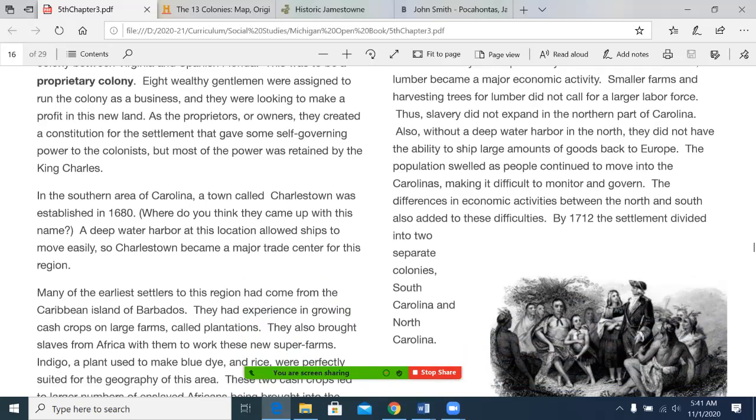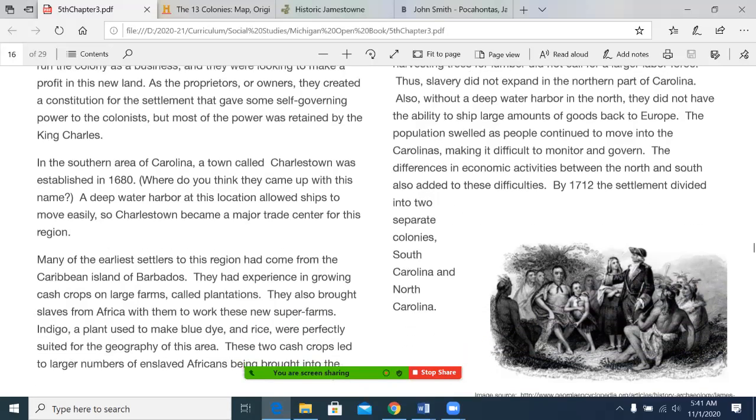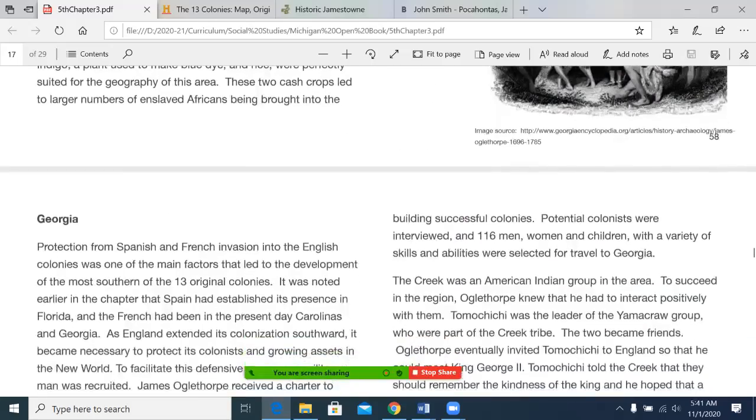Also, without a deep water harbor in the north, they did not have the ability to ship large amounts of goods back to Europe. The population swelled as people continued to move into the Carolinas, making it difficult to monitor and govern. The differences in economic activities between the North and South also added to these difficulties. By 1712, the settlement divided into two separate colonies, South Carolina and North Carolina.